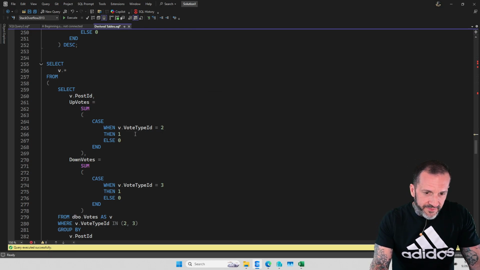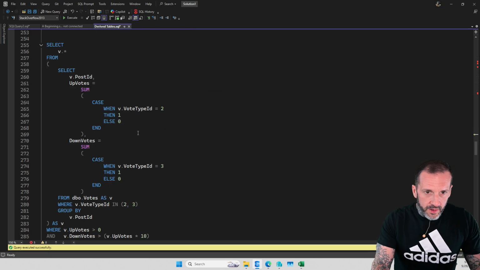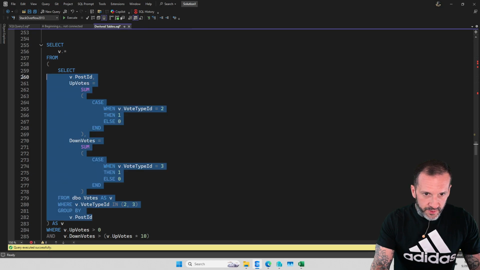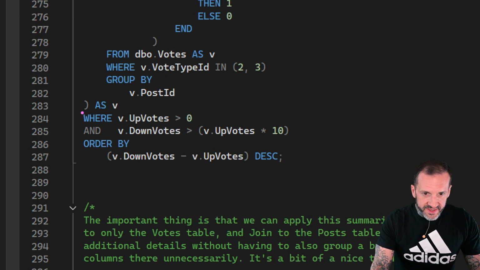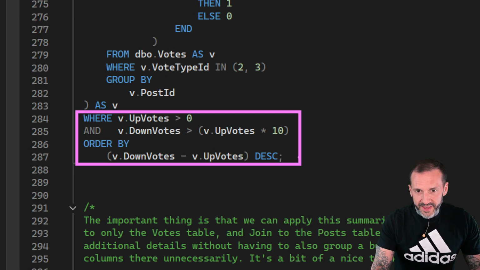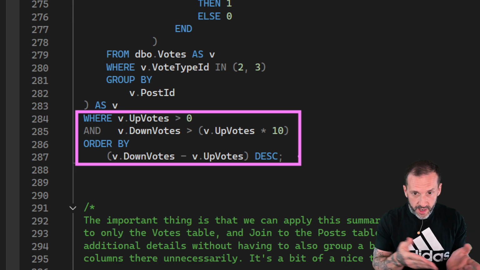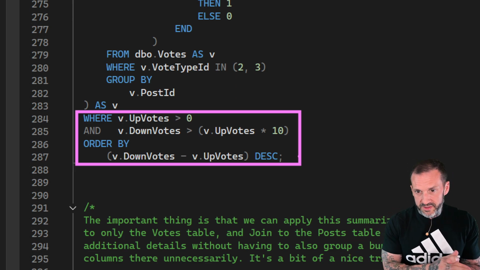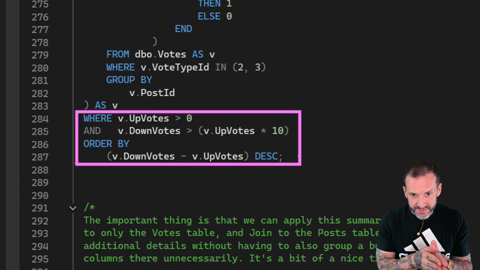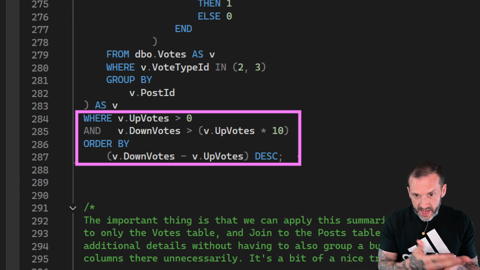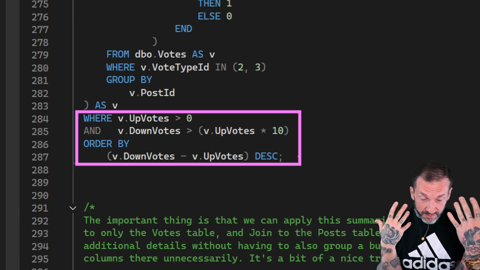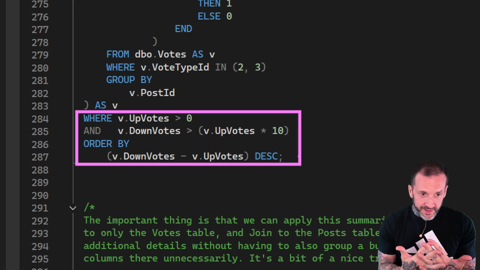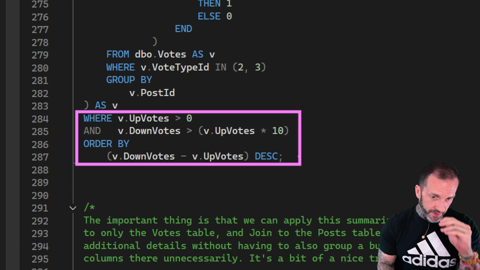But what we can simplify things a bit with a derived table is we can just write our inner query like we would normally here, but then outside of the query, we can reference these aliases in what I think is a lot more clean way. Just where upvotes is greater than zero and downvotes is greater than upvotes times 10. And then we order by downvotes minus upvotes the way we did before, but it was all expressions and it was a big mess. It gets very unclear and very tangled up very quickly.